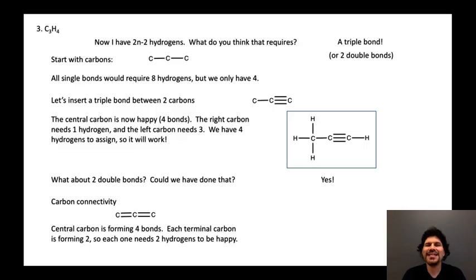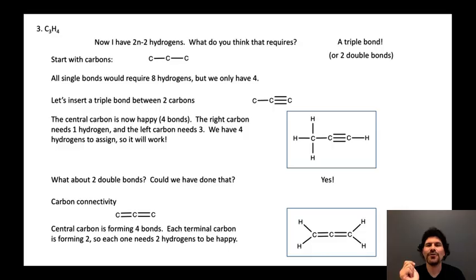So what that means is each of these terminal carbons needs 2 hydrogens in order to be happy. We have 4 hydrogens to assign, so we can put 2 of them on each of these carbons, and everything's going to work out great. Okay, so that's our correct Lewis structure in the box.